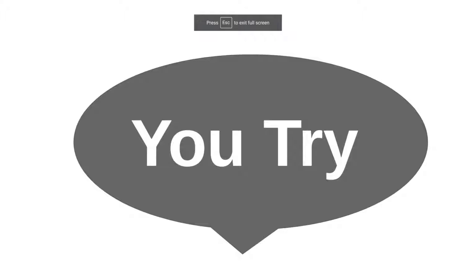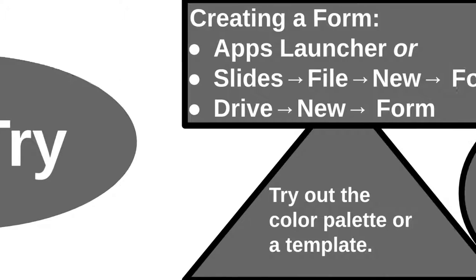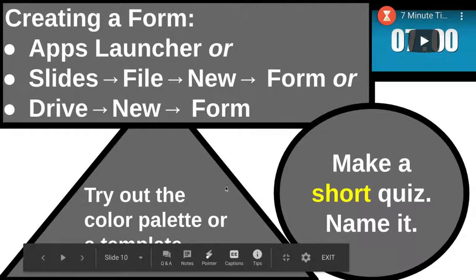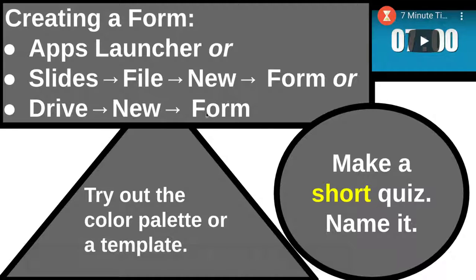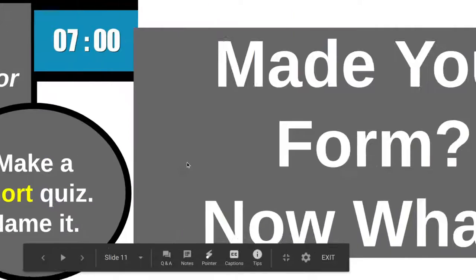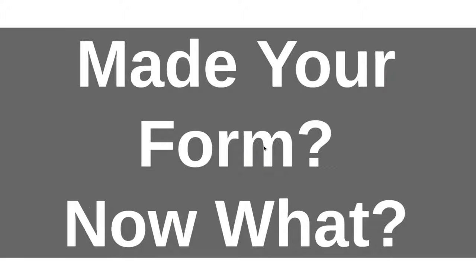You try. So you can pause right now and you can create your own quiz. And when you are creating a form, you can use the app launcher or you can go to Slides, File, New Form, or Drive, New Form, wherever you can find New Form. And then you're going to make a short quiz and name it. Try out the color palette. And have you made your form? This is after coming back from your pause.